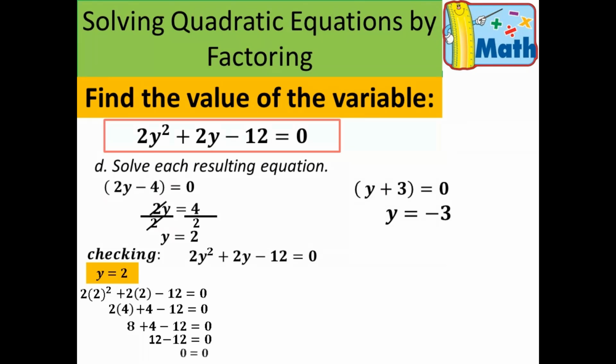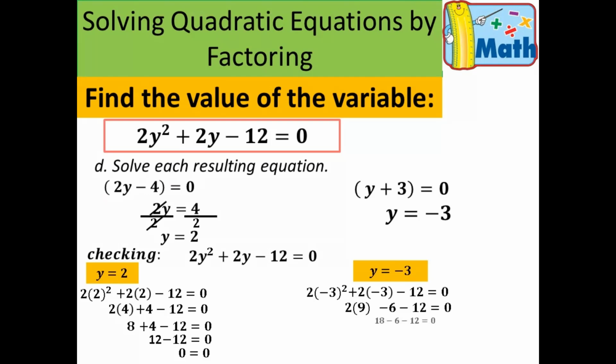Thus, 0 equals 0. For y equals negative 3, by substitution, we have 2 times negative 3 squared, plus 2 times negative 3, minus 12 equals 0. 2 times 9 minus 6 minus 12 equals 0. 2 times 9 is 18, minus 6 is 12, minus 12 equals 0. Thus, 0 equals 0.